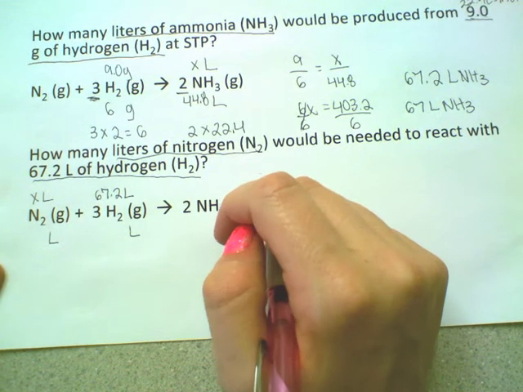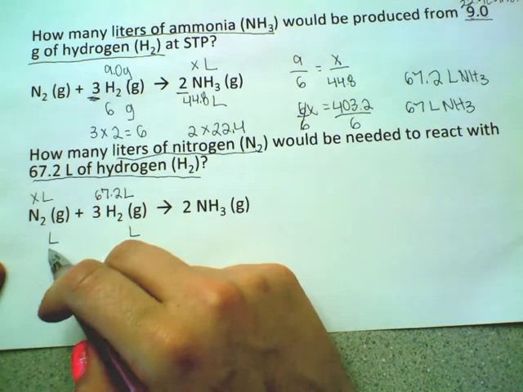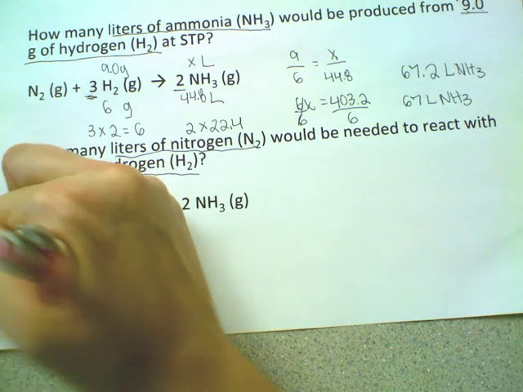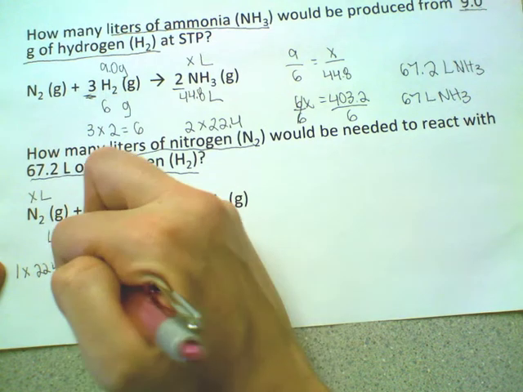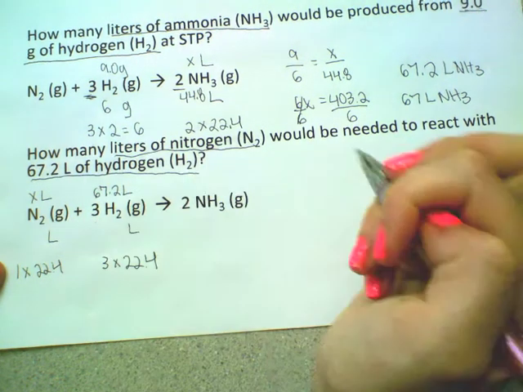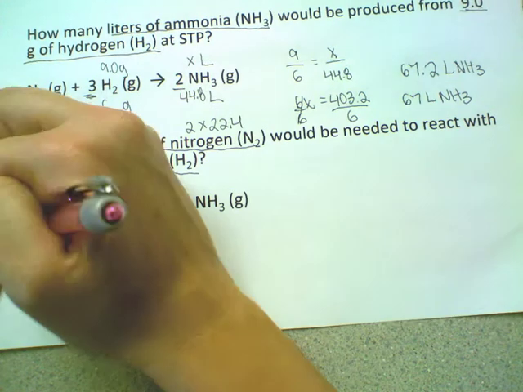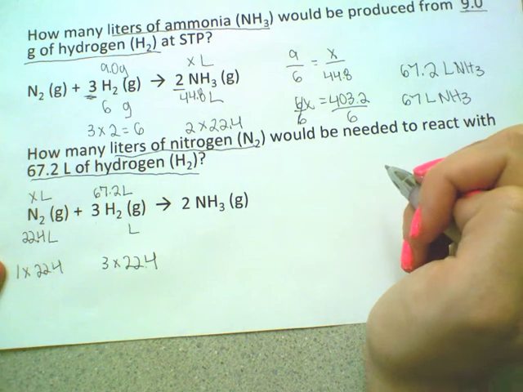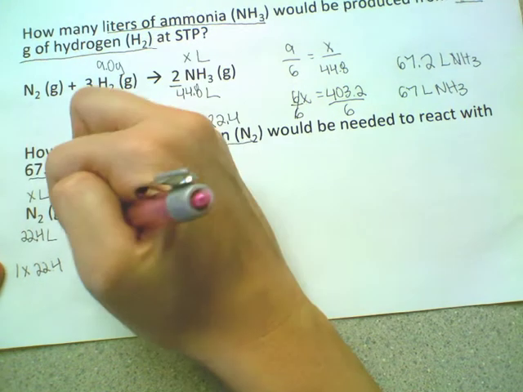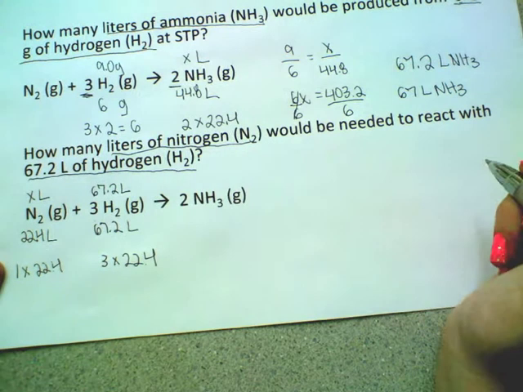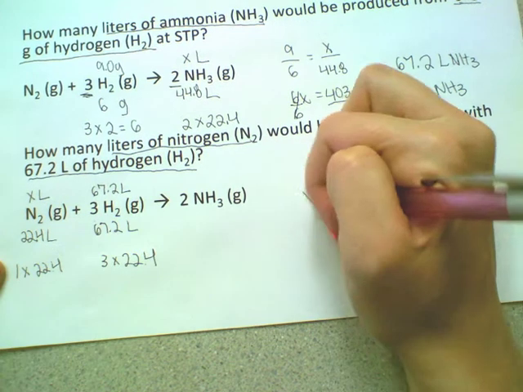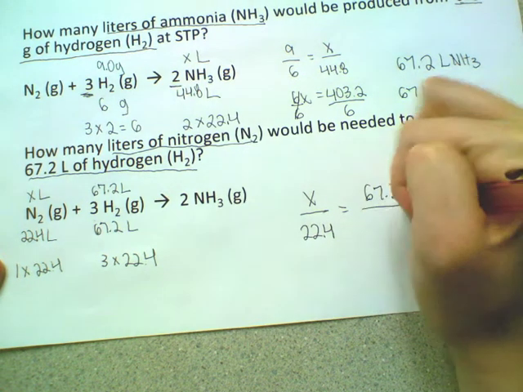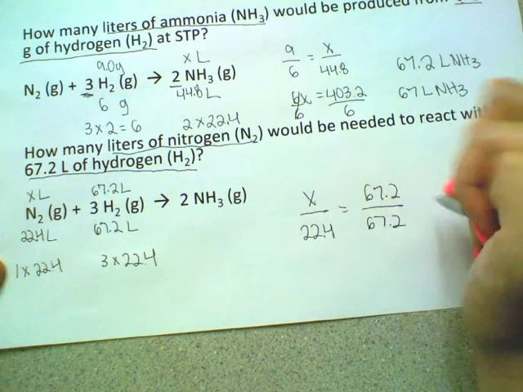So again, every time you bring down liters, you're going to multiply the coefficient times molar volume of gas. And in this one the coefficient is 3 times molar volume of gas, which is 22.4. So 1 times 22.4 is 22.4. 3 times 22.4 is 67.2. So I have x over 22.4 equals 67.2 over 67.2.